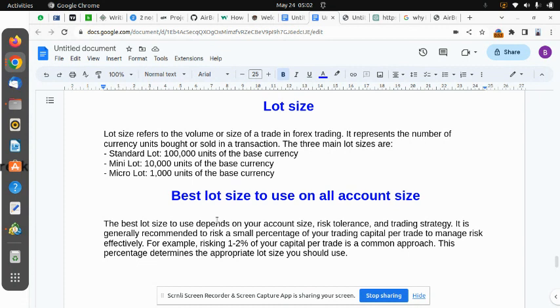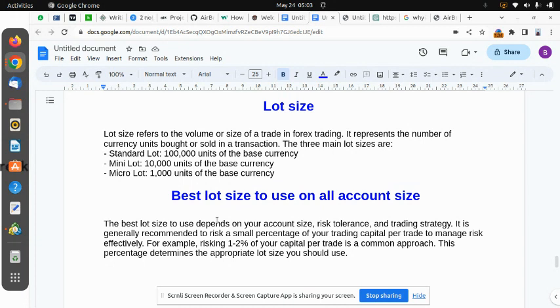And then when we talk about lot size, let's talk about the standard lot. When you use one standard lot, you're buying 100,000 units of the base currency. And we talked about the base currency. Base currency is what? The first currency, right? So let's say you want to trade GBP/USD and you use one standard lot. What you are simply doing is buying 100,000 units of GBP. That's what you are buying.